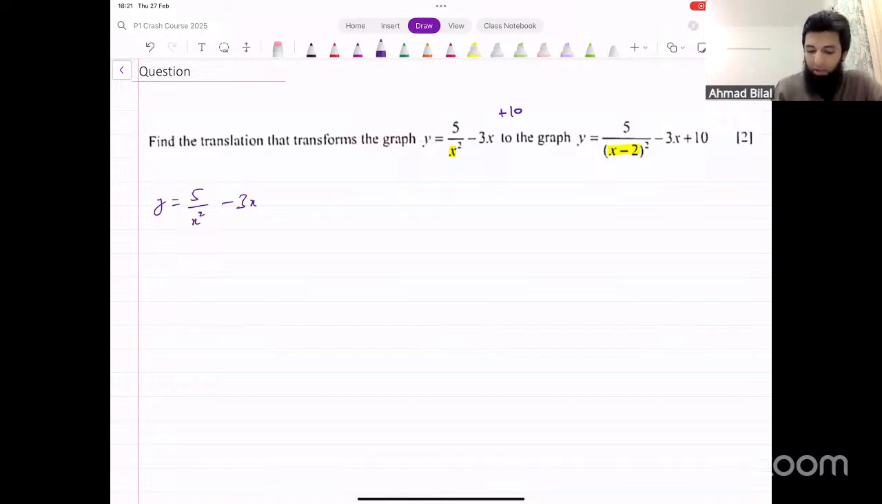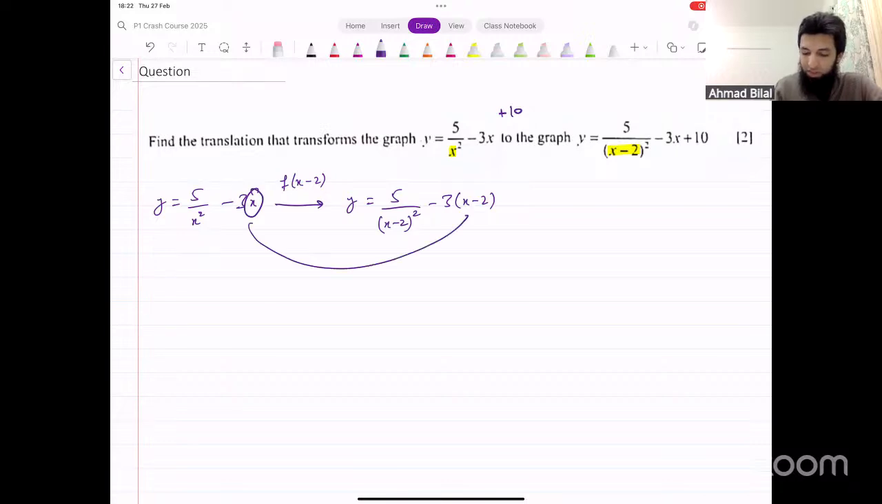One transformation is clear, that it has to go to x minus 2. So we say, let's do a translation: x goes to x minus 2. Now, when we apply that transformation, what happens to this function? It becomes y equals 5 over (x minus 2) whole squared minus 3 times (x minus 2). This x should also change to x minus 2, right?